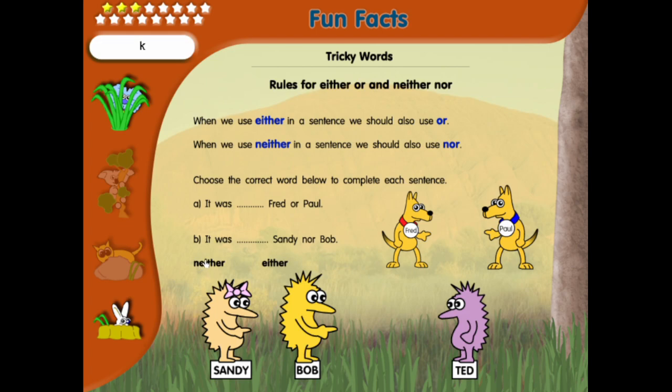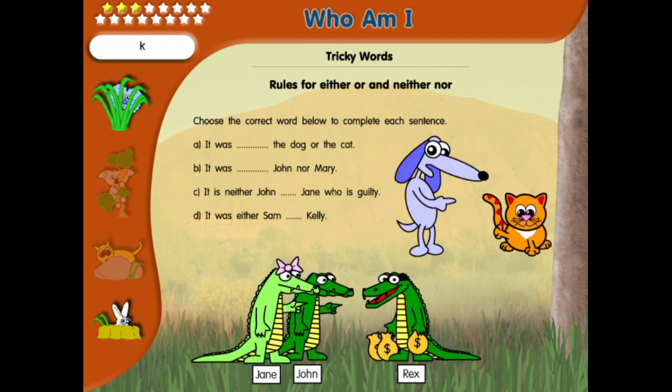Neither. It was neither Sandy nor Bob. It was either Fred or Paul. You're the best. Who am I? Choose the correct word below to complete each sentence.